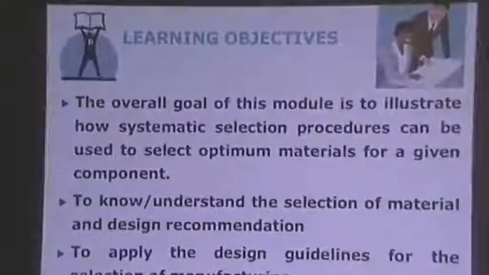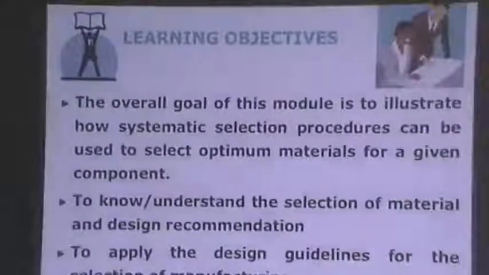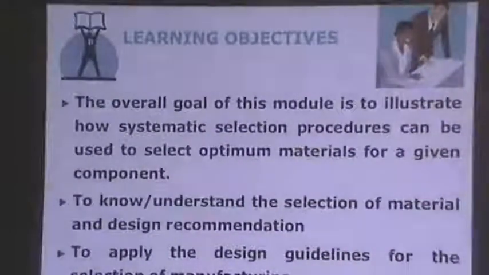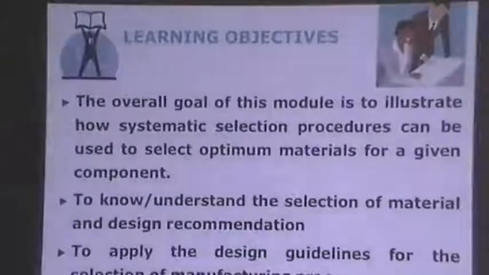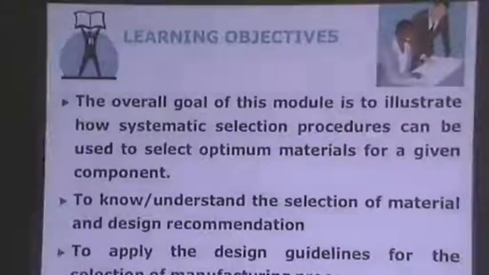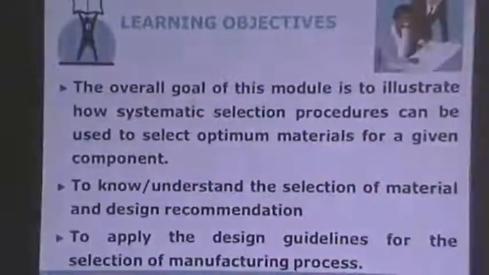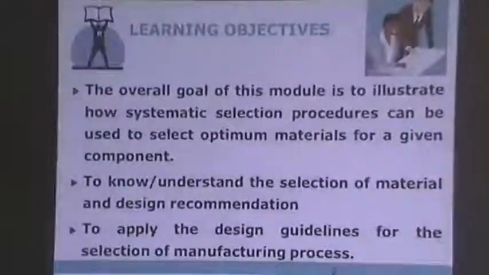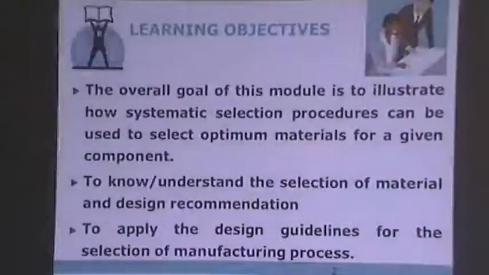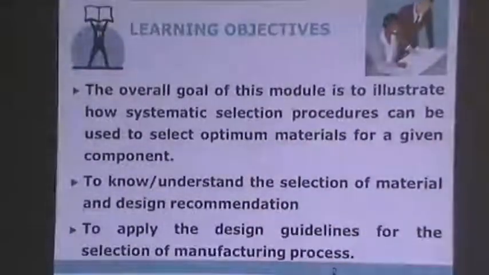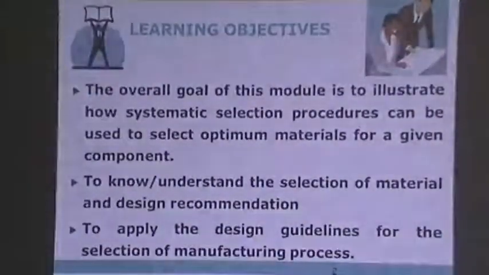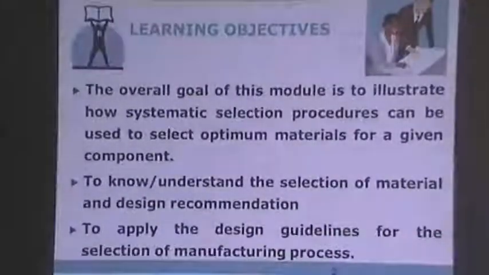The overall goal of this module is to illustrate how systematic selection procedures can be used to select the optimum material for a given component. Also, to understand the selection and design recommendations. Also, we will follow guidelines for the selection of manufacturing processes, which are related to the material selection. The core of the process in design is how to transform the design into the desired shape or useful product by optimization of the material selection process.